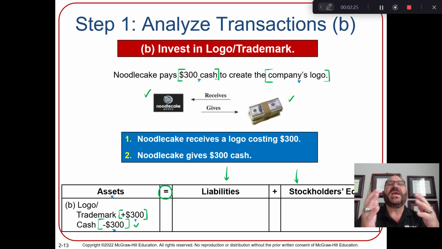Same thing if you had cash and you bought a computer for $2,000. Yes, your cash would go down $2,000, but your asset computer would go up $2,000, so your assets would stay the same. They would only change what they consisted of, okay?